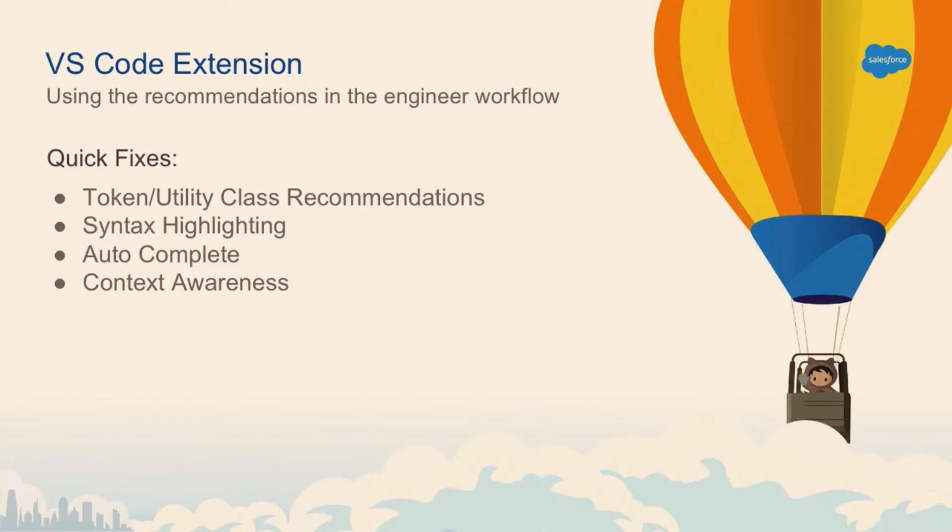So using this validator tool and the recommendations, we were able to build IDE extensions that can provide real-time feedback to the engineers. Using these recommendations, we can provide the following quick fixes: token utility class recommendations, syntax highlighting to let you know which quick fixes are available and how you can actually use these recommendations in the code, autocomplete so you can find utility classes and design tokens quickly, and context awareness so the tool will actually know if you're coding in Aura or LWC and provide the actual metadata associated with that in autocomplete.